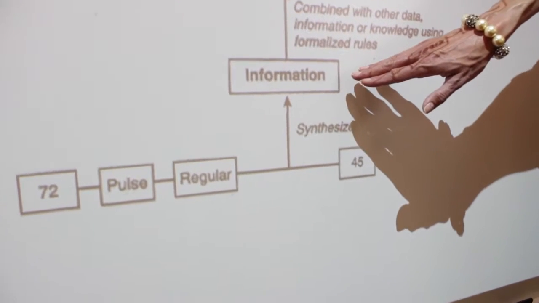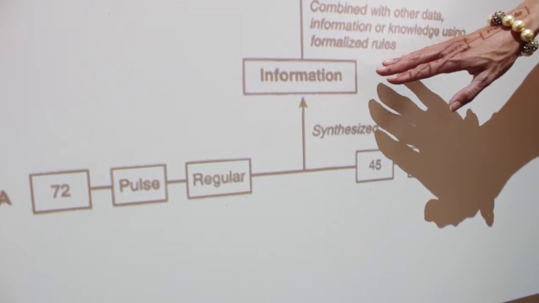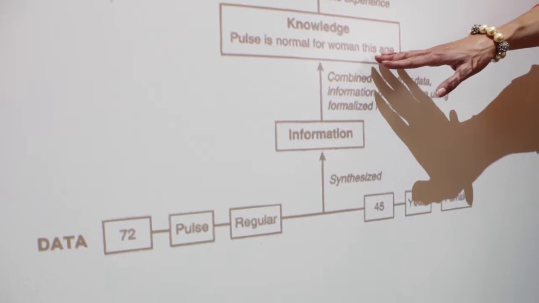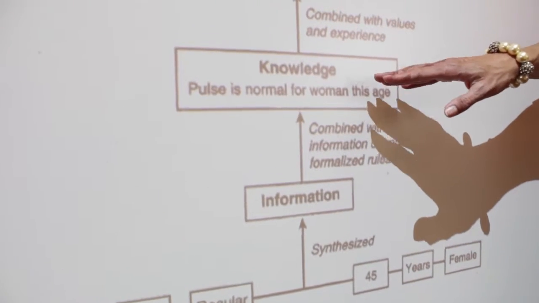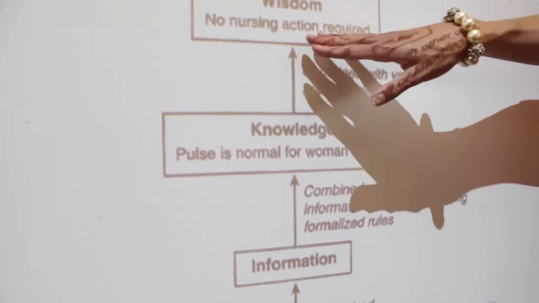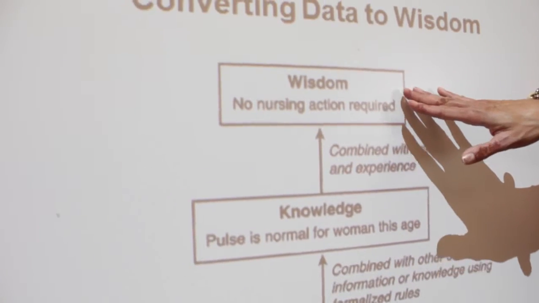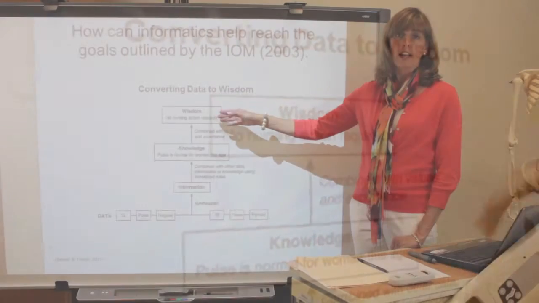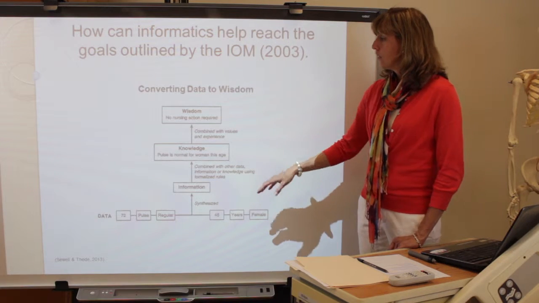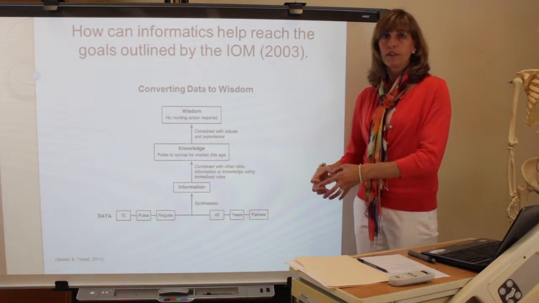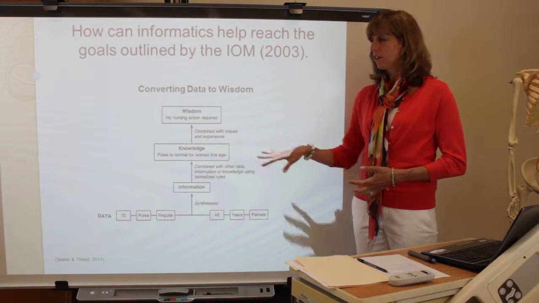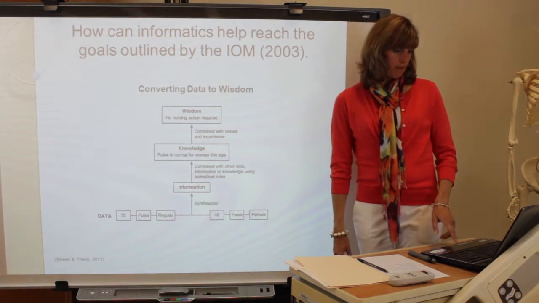What do we do with that? We synthesize that to come up with some information. Then we combine that with some of our past experience and knowledge, and we find that the pulse is normal for a woman of that age. And then that combines with our years of experience to tell us that there's no nursing action required. Everything looks good for that patient's pulse. So the computer helps take all these data points, synthesize them together, and then we pull it out to make the best decisions for our patient. That's a very simple example of that.